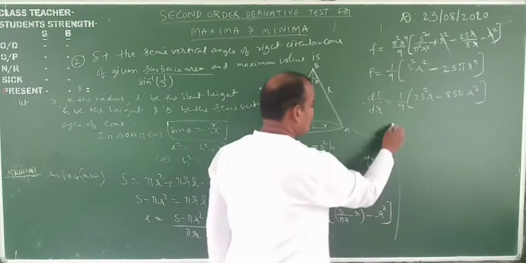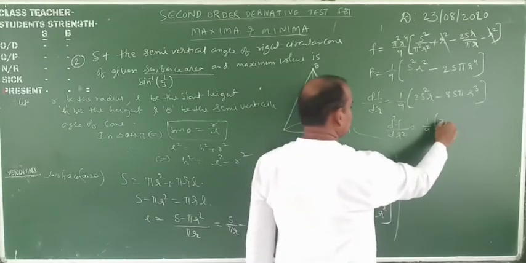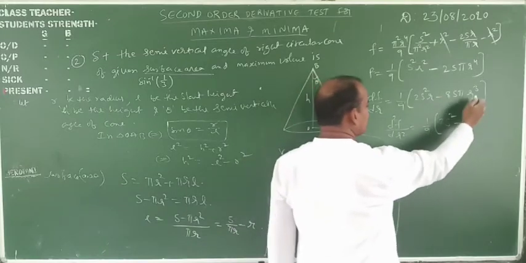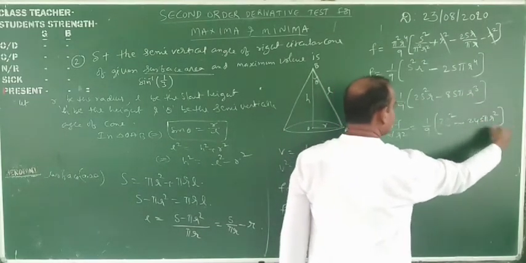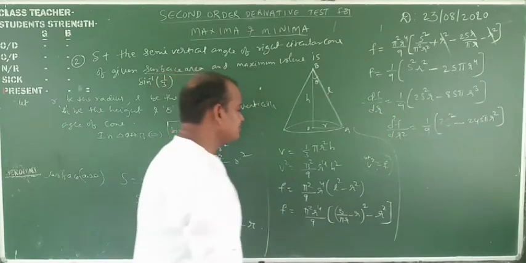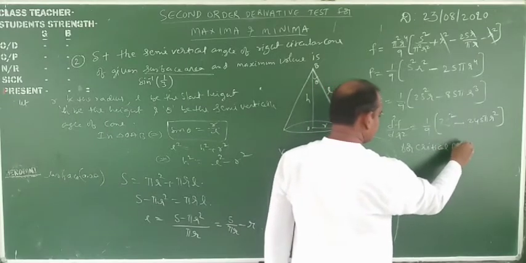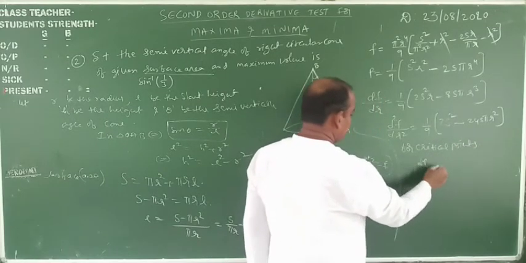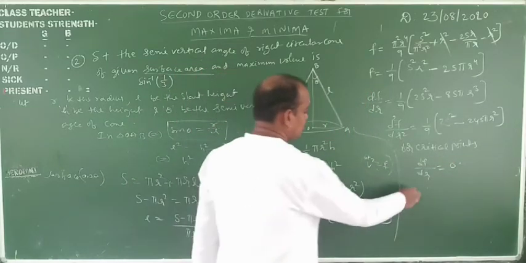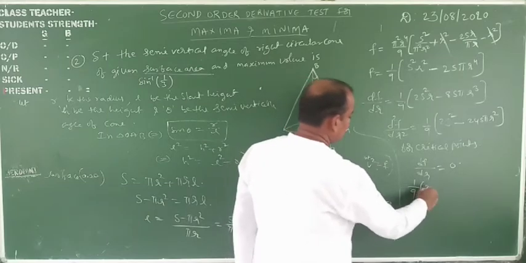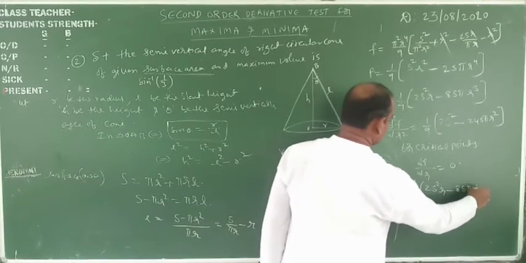Again the second order derivative, d square F by dR square, is 1 by 9 into 2S square into derivative of R which is 1, minus R cube derivative 3R square. 3 into 8 is 24 S pi R square. Okay, my dear students, for critical points, dF by dR is equal to 0. What happened? 1 by 9 into 2S square R minus 8S pi R cube is equal to 0.